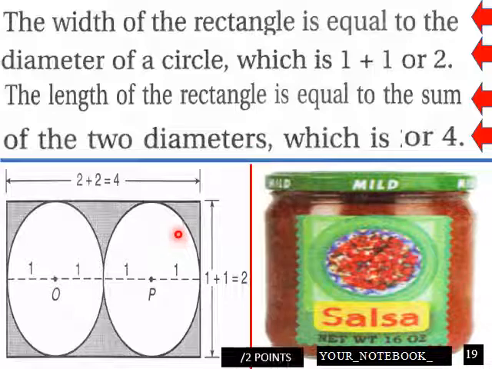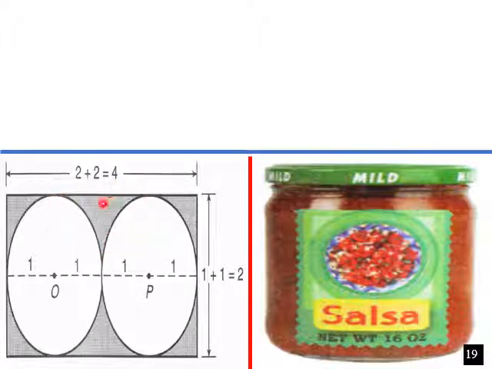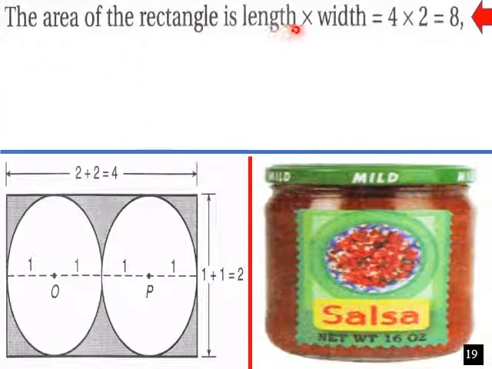We can find the area now of this rectangle. We have two circles, and we're trying to find the area. The area of the rectangle is length times width. So in this situation, this is the length and this is the width, 4 times 2. So the total area of this rectangle will be 8.